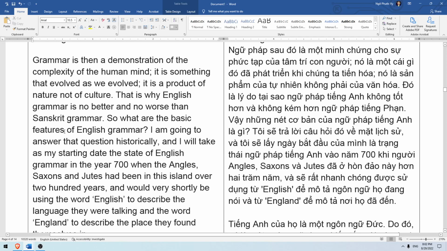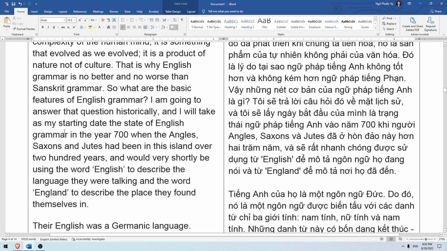Grammar is then a demonstration of the complexity of the human mind. It is something that evolved as we evolved. It is a product of nature, not of culture. That is why English grammar is no better and no worse than Sanskrit grammar. So, what are the basic features of English grammar?